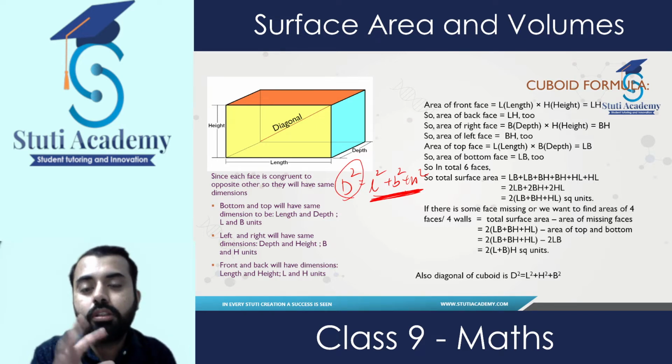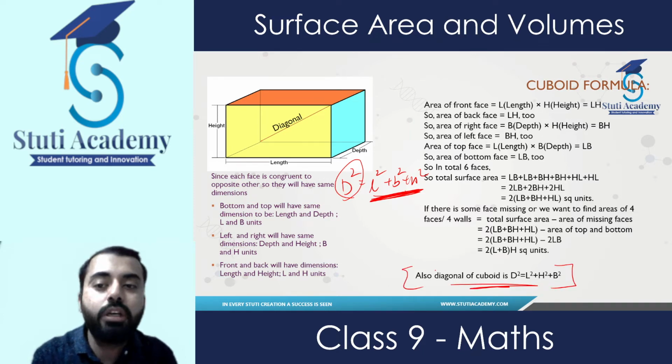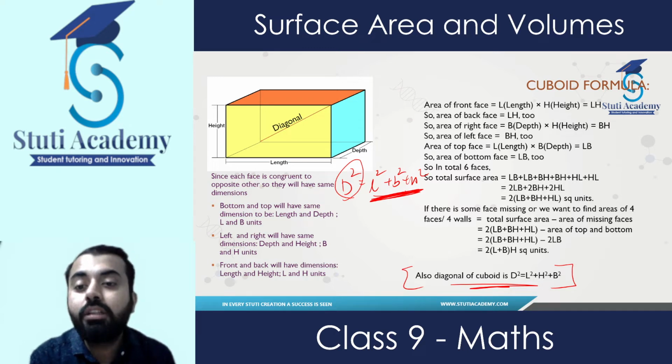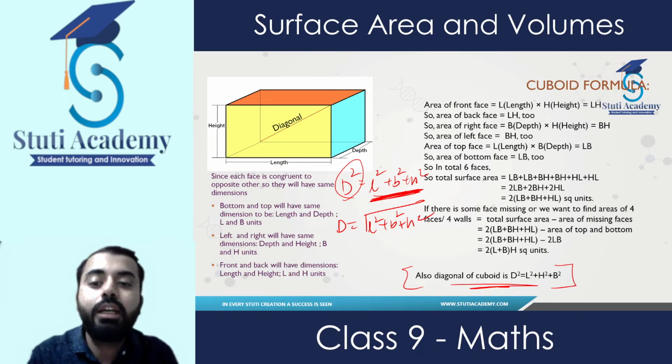Now, remember this, it is a 3D figure. I will give you the derivation of this later, but for now, remember this: the diagonal of a cuboid is what? The square root of L square plus B square plus H square. Square every side, add them and square root them, that gives you the diagonal of a cuboid. I hope you guys have understood this.